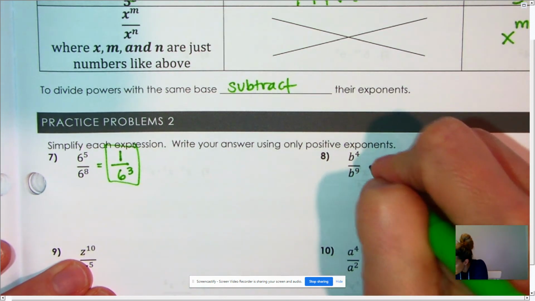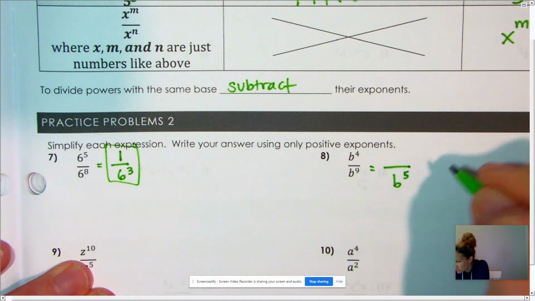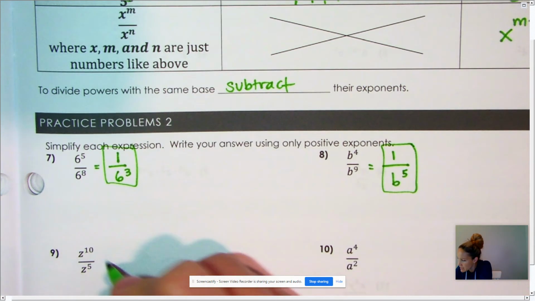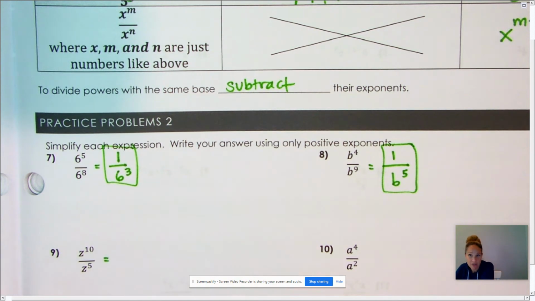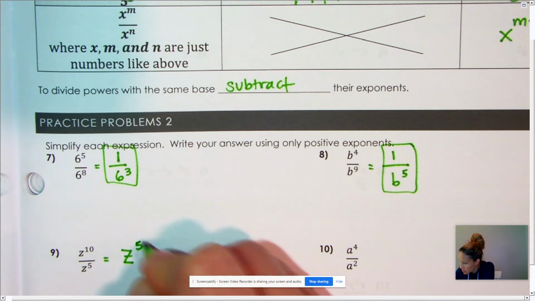Okay, so same thing on this one. Where are there more b's, top or bottom? They are in the bottom, and there are 5 extras. Okay, so that is your answer for that one. On this one, where are there more z's? There's more in the top, and there are 5 extras in the top.